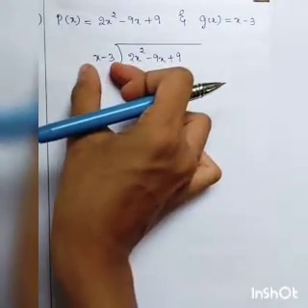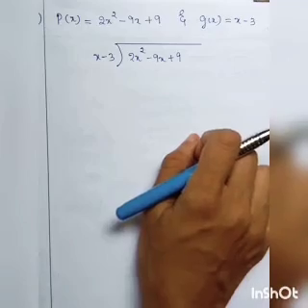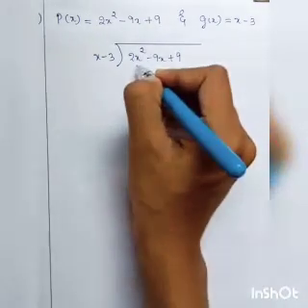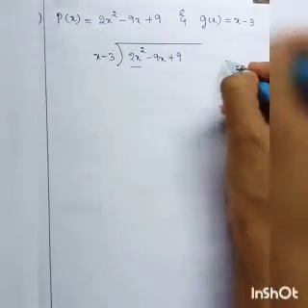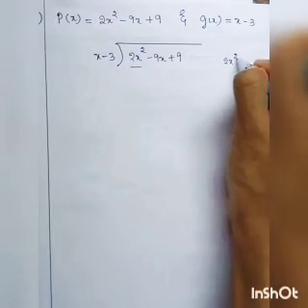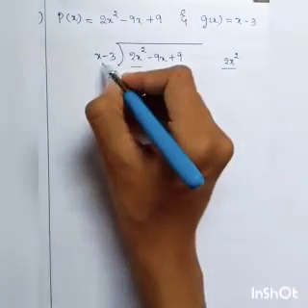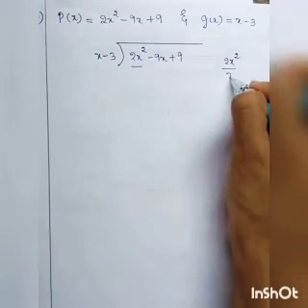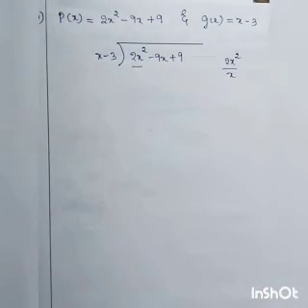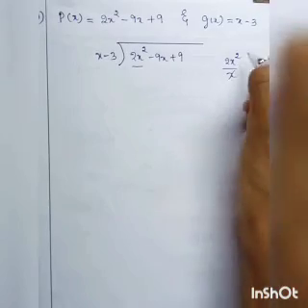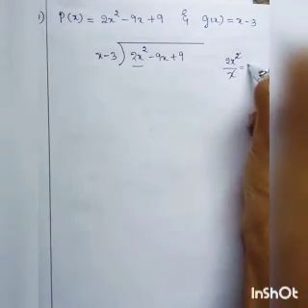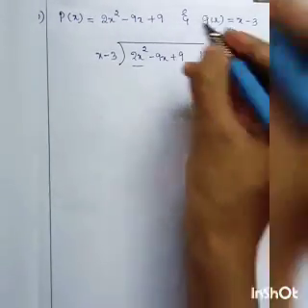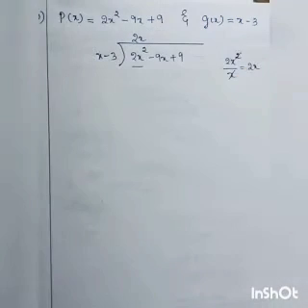X minus 3 is the divisor. We have to find now quotient and remainder. So what is the first term of dividend? That is 2x square. 2x square we have to divide by the first term of the divisor. What is the first term of the divisor? That is x. So this x and this x gets cancelled. What is remaining? 2x. This 2x we have to write here, in the quotient place.